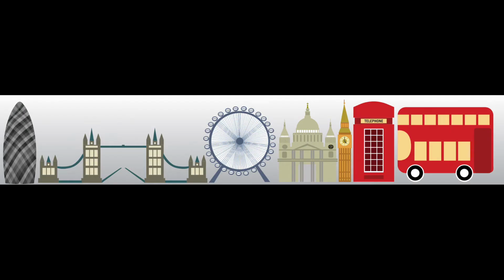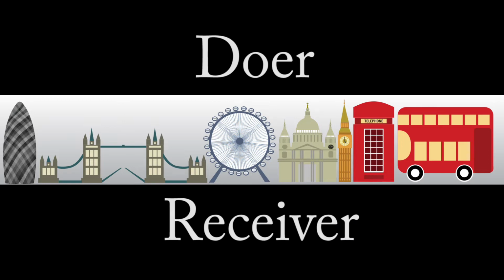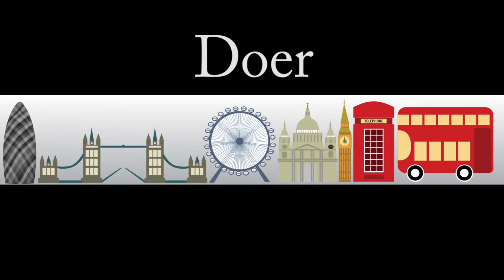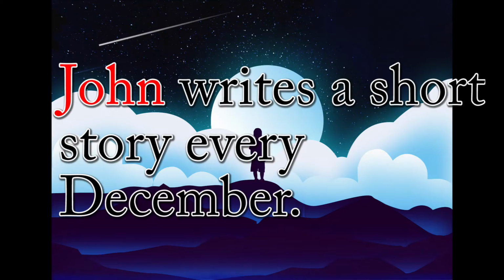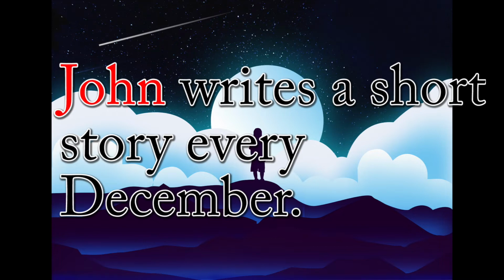When it comes to English verbs, in many sentences we have a doer and a receiver. In an active sentence, the doer is the subject. John writes a short story every December. All right? The doer. Who is doing this action? Who is doing the writing? John is. And John is the subject. This is an active sentence.